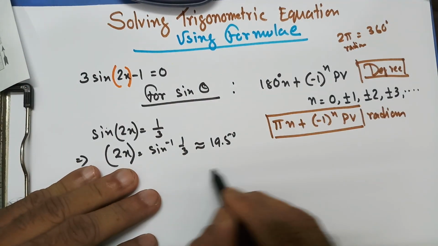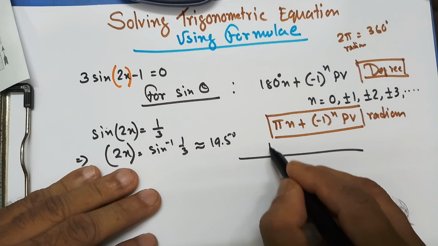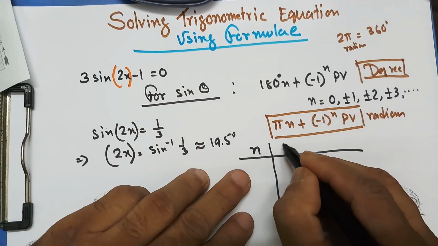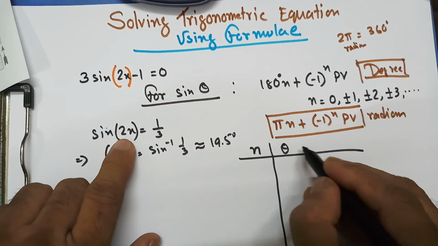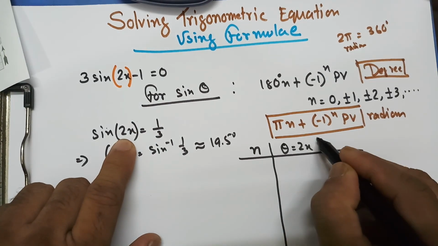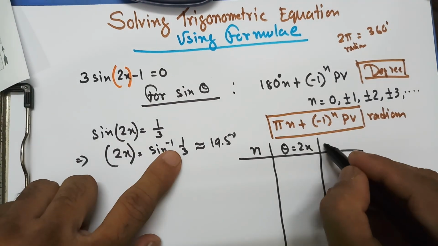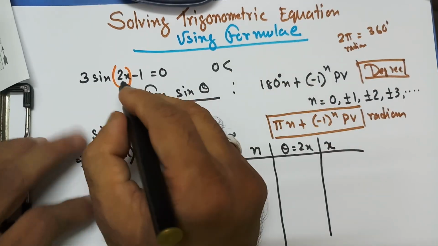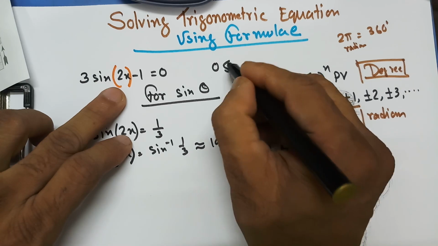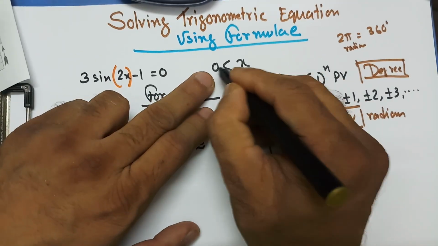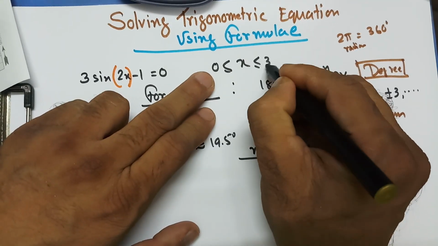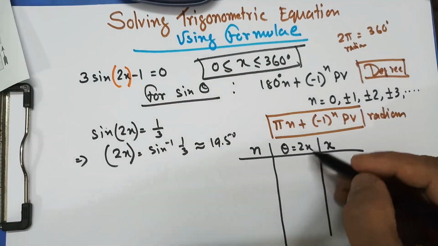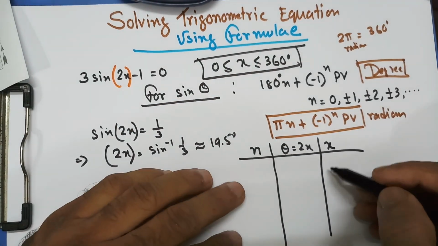So let me draw a table here. This is going to be n, and over here we're going to write theta. In this case, theta is going to be 2x, and we are going to find the value of x. Since the domain is given, find all the values of x where x is greater than or equal to 0 but less than or equal to 360 degree. Within this limit, we find how many times it intersects with the x-axis.